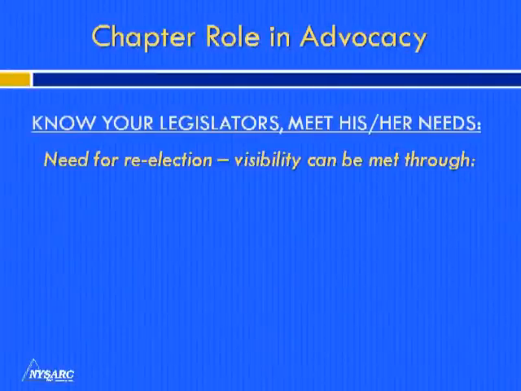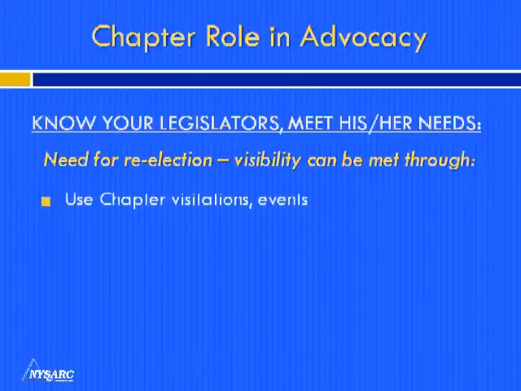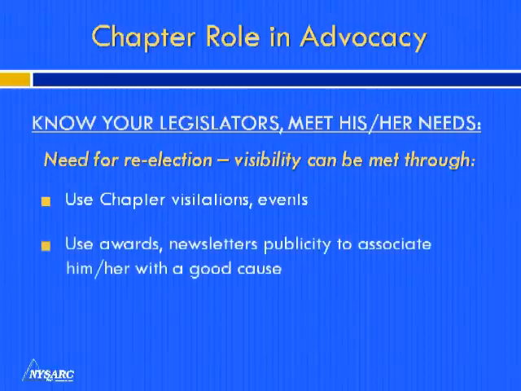The ability of chapters to influence legislators depends on the ability of those chapters to meet their legislators' needs. What are those needs? First and foremost, legislators have a need to be visible in their communities as a critical component of getting reelected. Like everyone, they want to hold on to their jobs. What can chapters do? Chapters can give their legislators community visibility by inviting them to visit their programs and/or inviting them to chapter events. Chapters can use awards and newsletters to further enhance their legislators' visibility and publicly associate their legislator with a good cause.